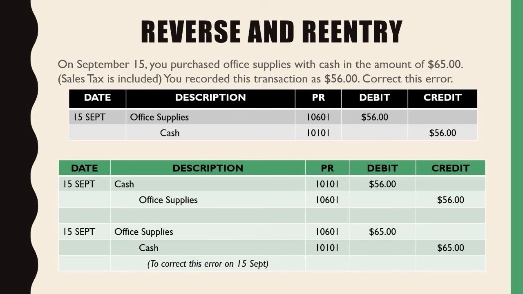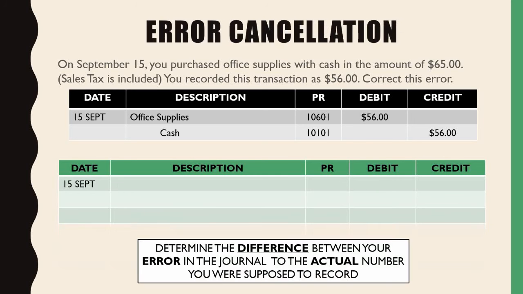So that's the first method that we took a look at. Let's take a look at the second method. What is it for error cancellation? As I mentioned to you, this one's a little more difficult because you have to truly understand the nature of how a transaction flows, right?